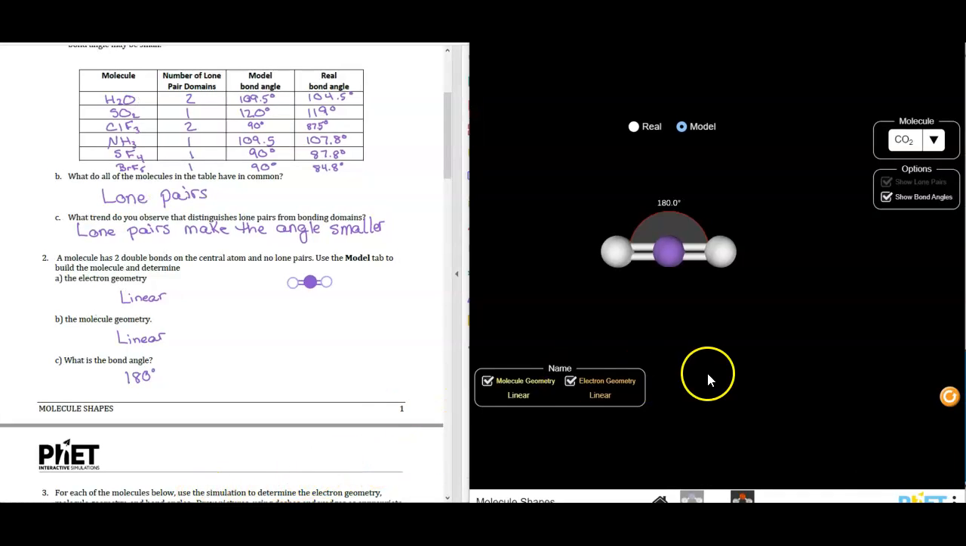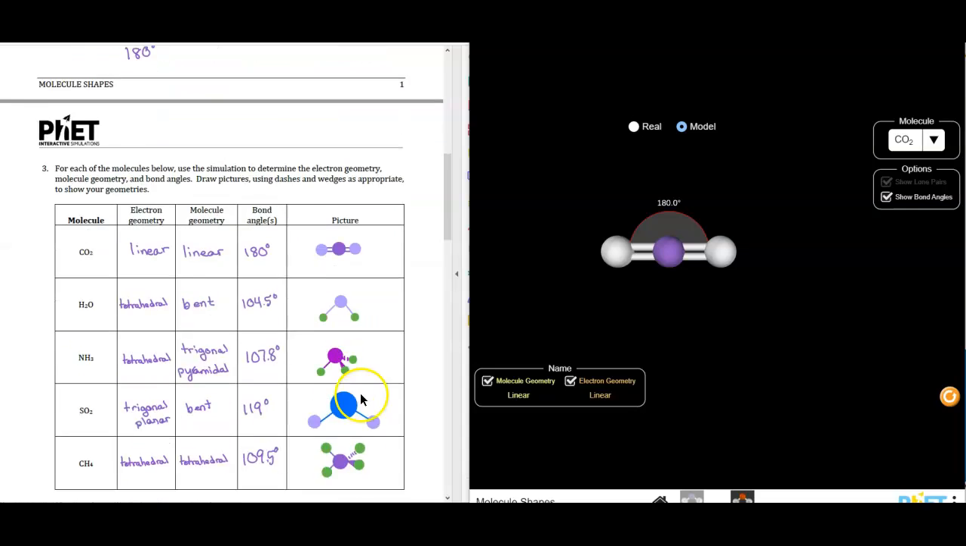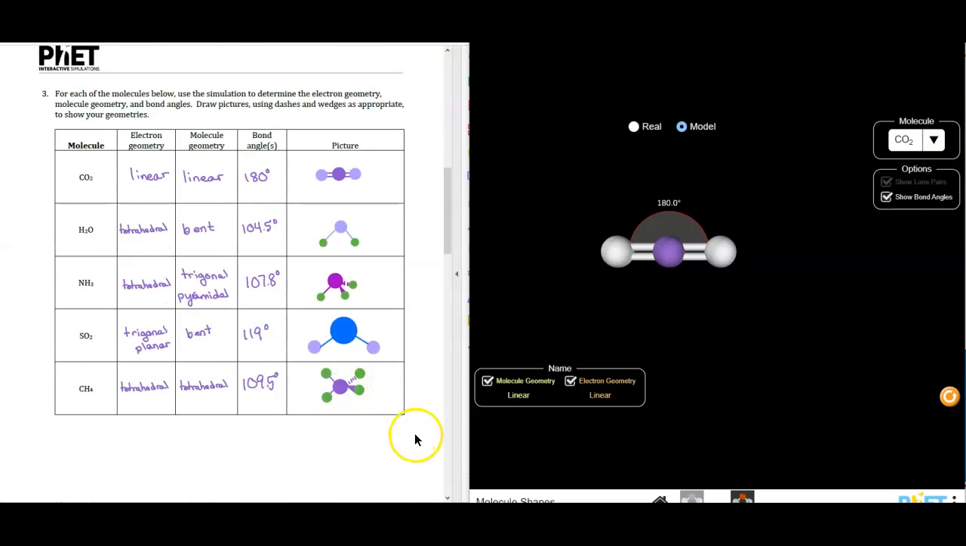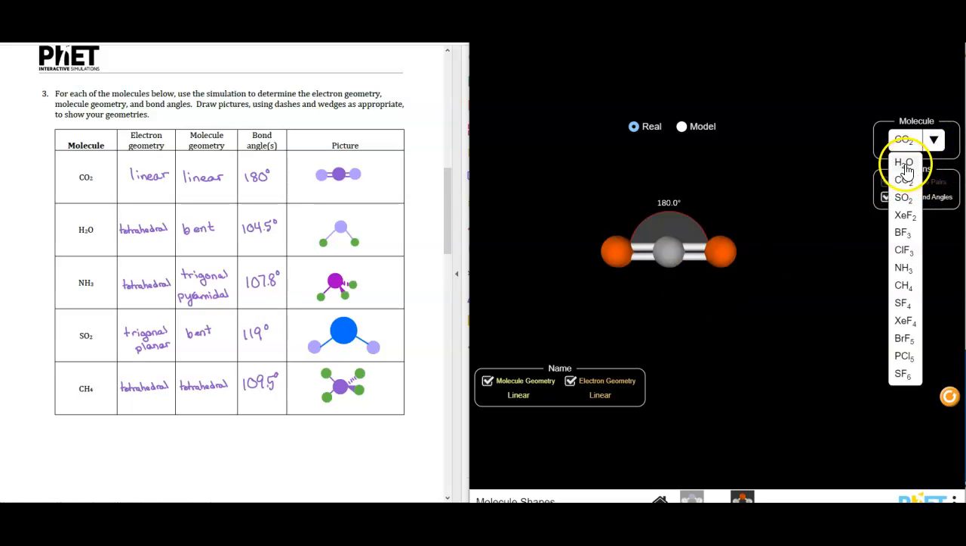Let's take a look at the third problem. For each of these, you needed to find the molecule, making sure that the electron geometry, molecule geometry, and bond angle boxes were all checked. That gave me the first 3 columns. A ball and stick model of the molecule shows the structure for each of the molecules.